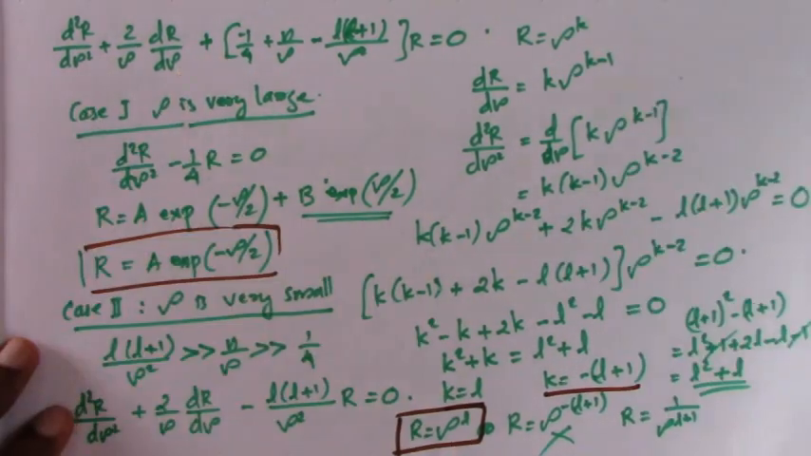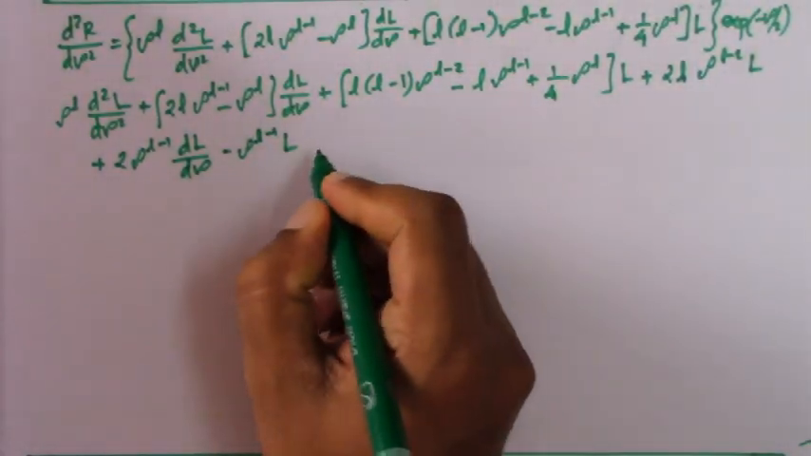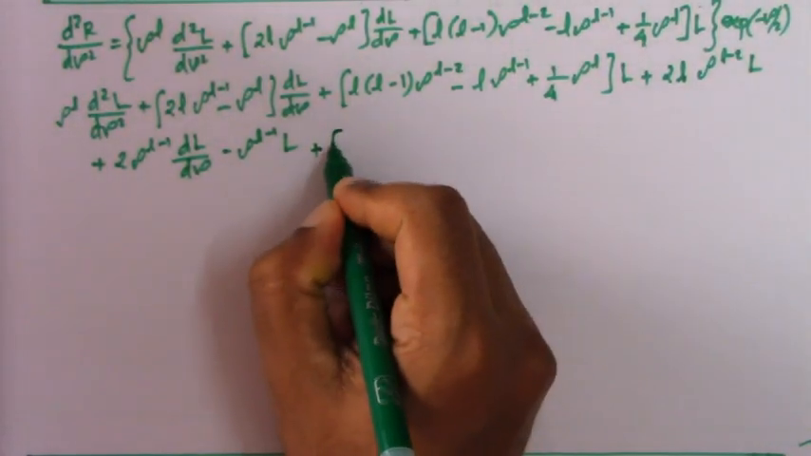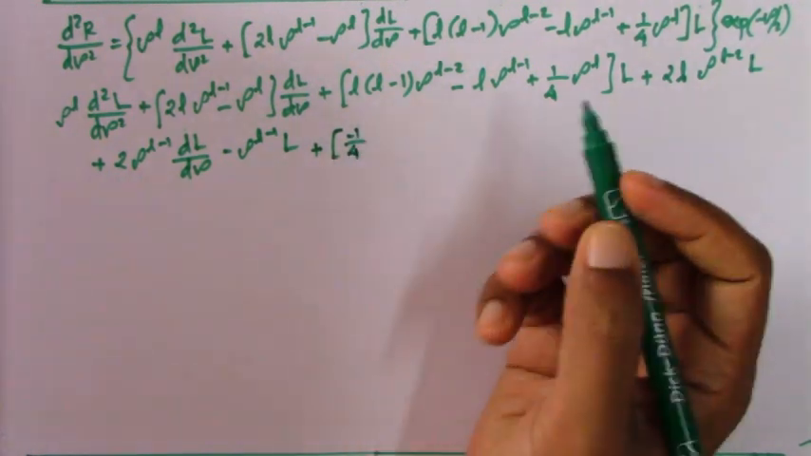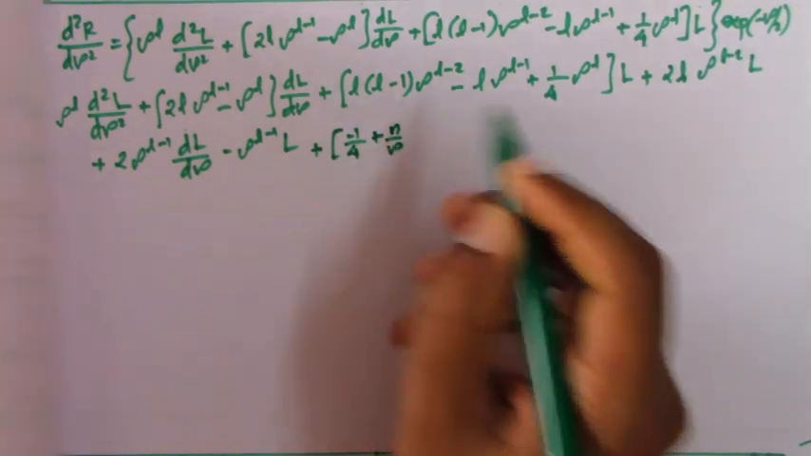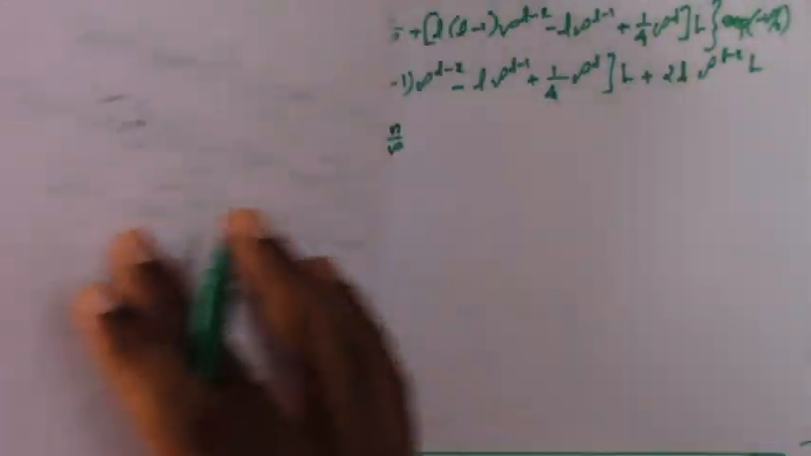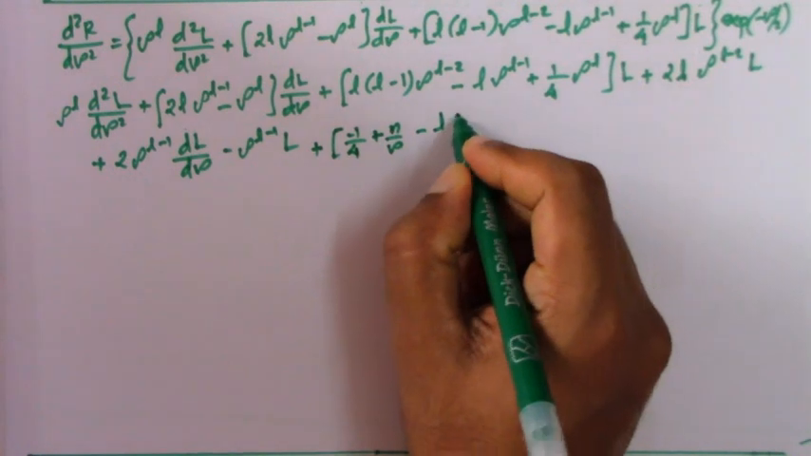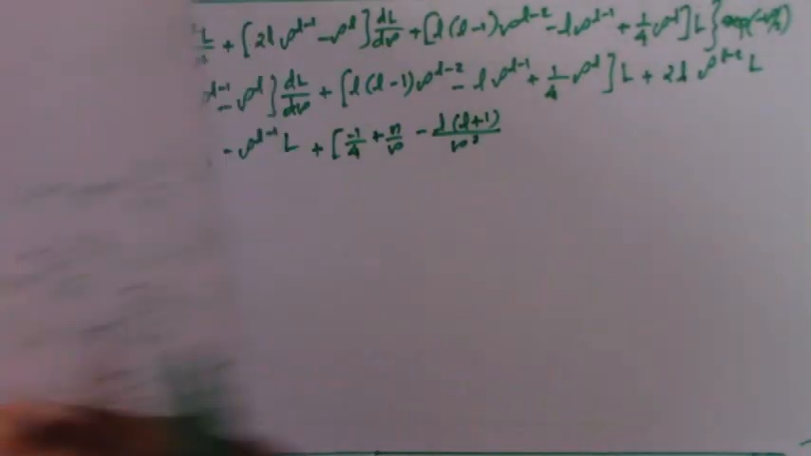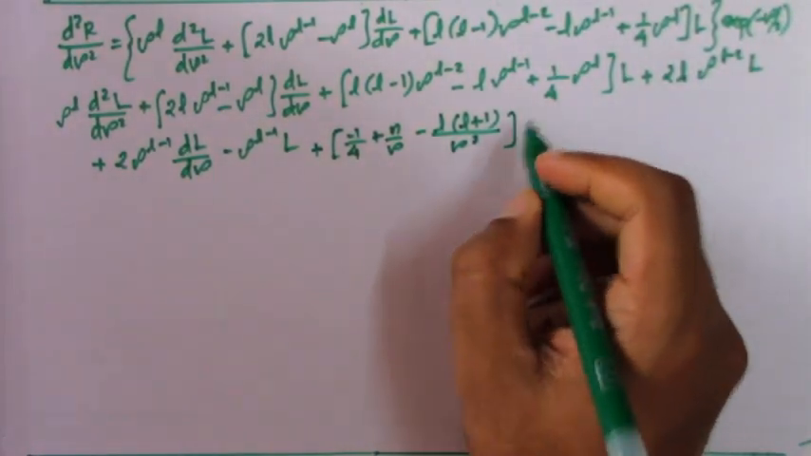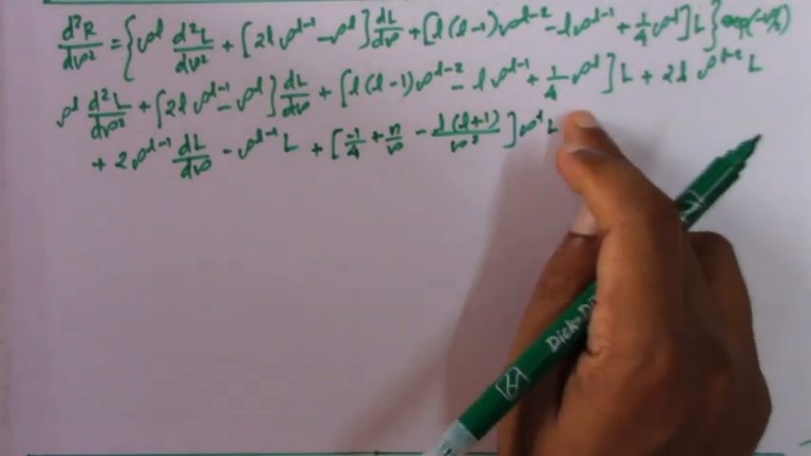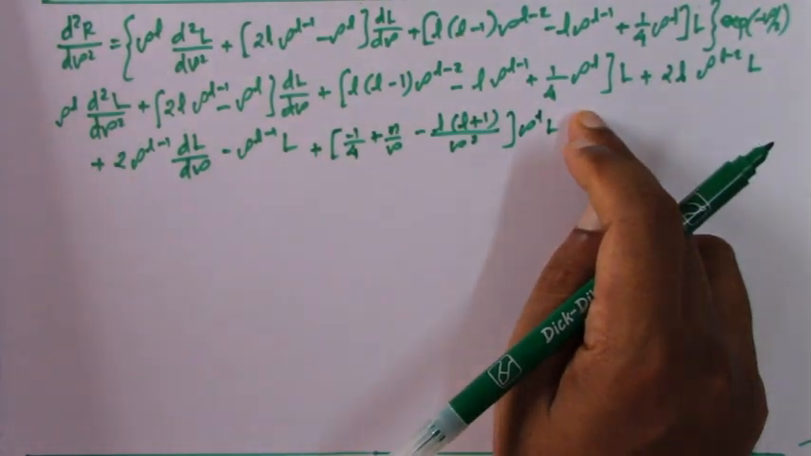So we have to write this one, the last one, plus minus 1 by 4, plus n by rho, minus L into L plus 1 by rho square, into R, which is rho raised to L times exponential minus rho by 2. That I am not going to write, exponential minus rho by 2.